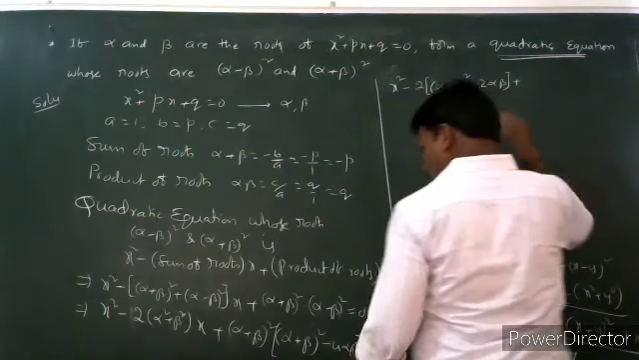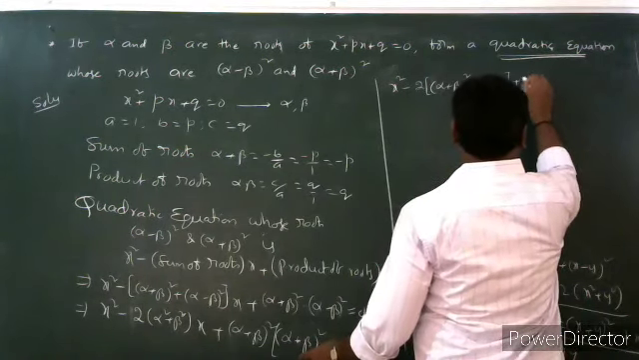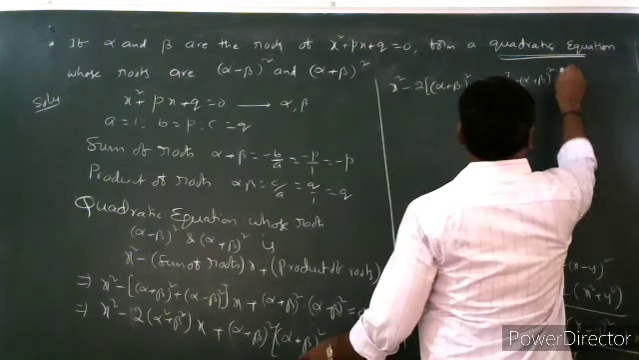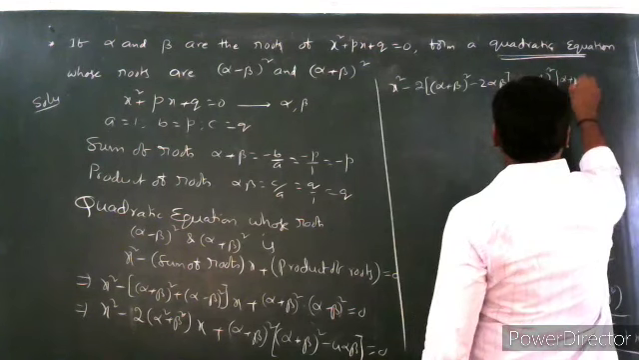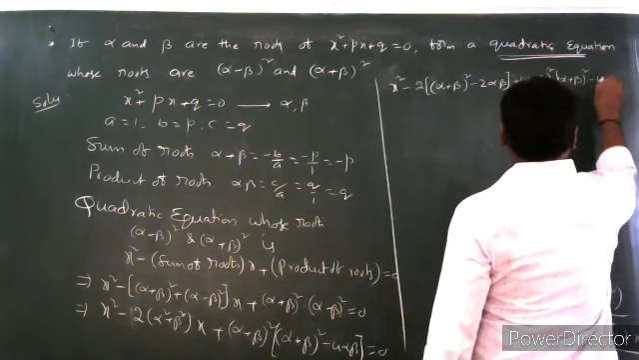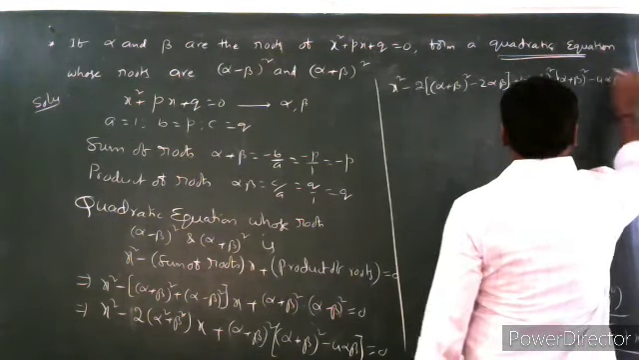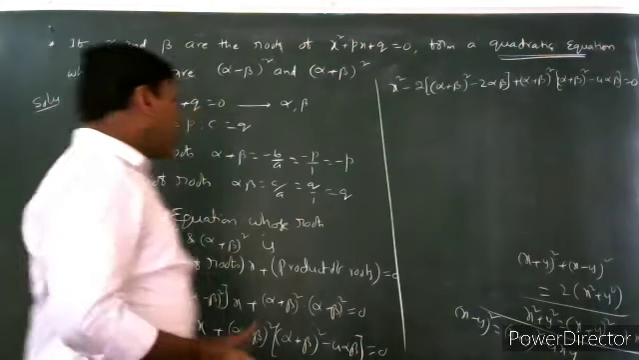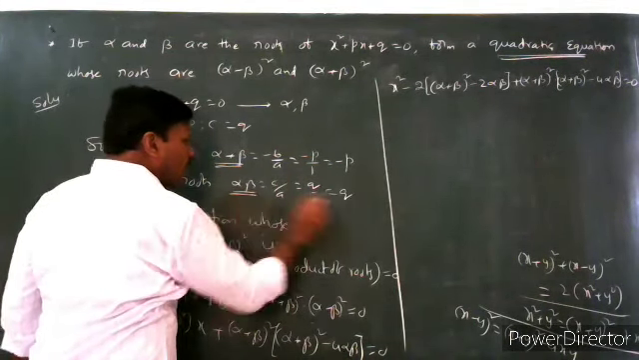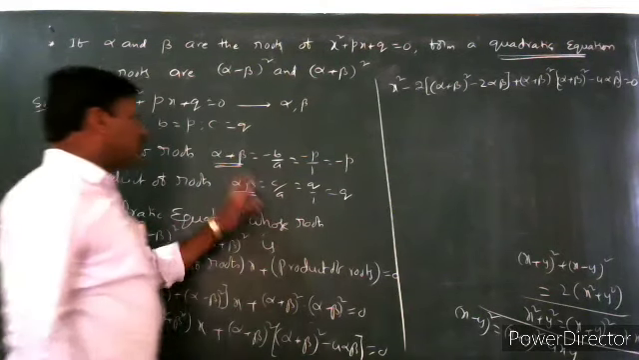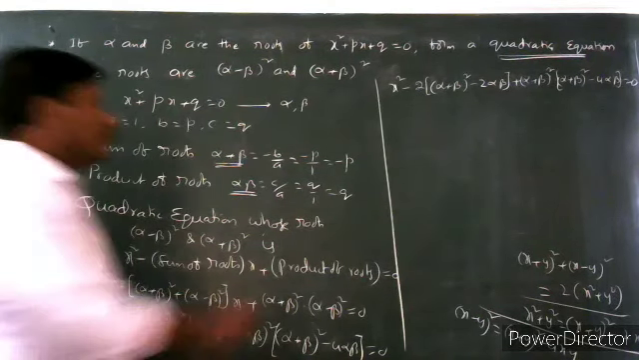Plus (alpha plus beta) whole square into (alpha plus beta) whole square minus 4 alpha beta is equal to 0. So now we have alpha plus beta value, that is minus p, alpha beta value, that is q. Substitute these two values in that equation.